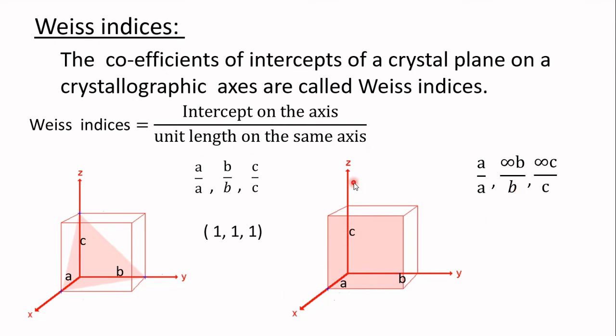Along the z-axis, this plane does not cut the z-axis, hence it is parallel to the z-axis. Hence, the intercept on the axis will be infinity times c divided by the unit length on the same axis, which is c. So when you simplify it, it will be 1, infinity, infinity. That means the intercept will be infinity only when the plane is parallel to any axis.